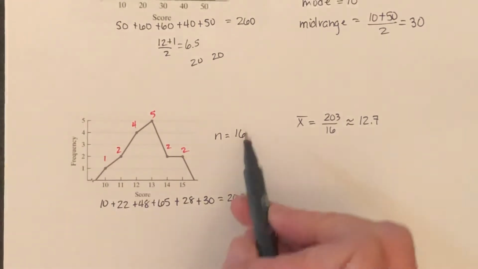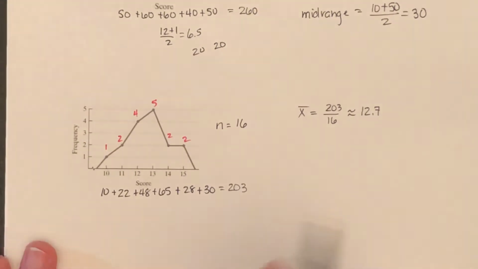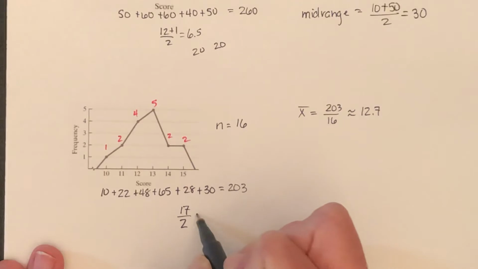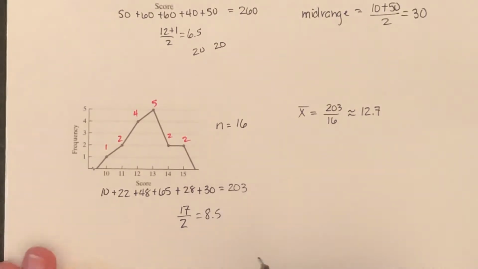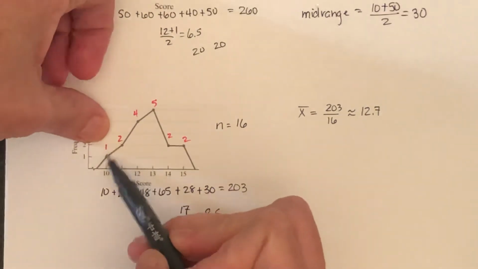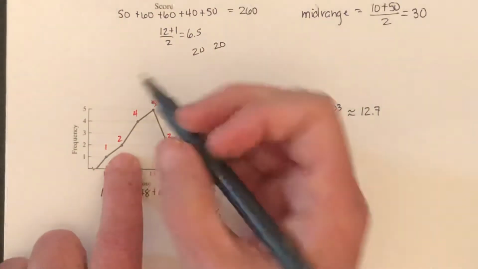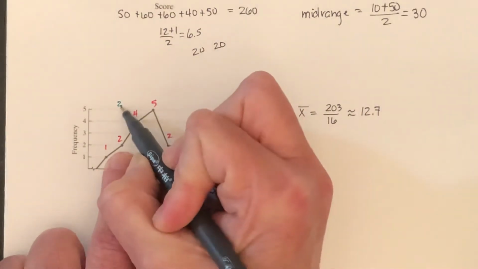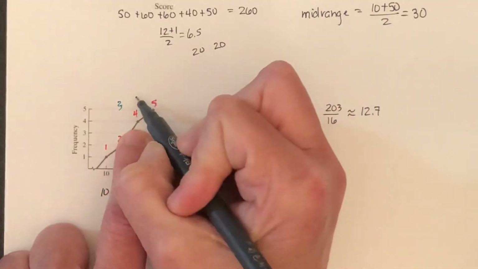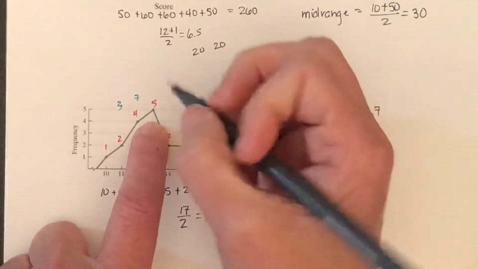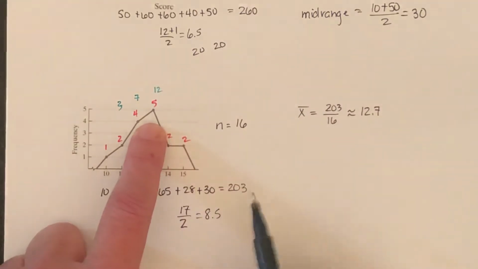The median. If our n value is 16, our median will be located at 17 over 2, which is 8.5. So I need to find the 8th and the 9th numbers here. Here I have one number listed. Then I add another 2 when I list these values, so I've got 3 total. And then I list another 4, and that gets me to 7 total. And then I list another 5, and that brings me up to 12, which means I've surpassed these 2.